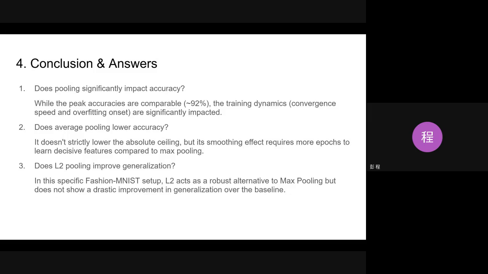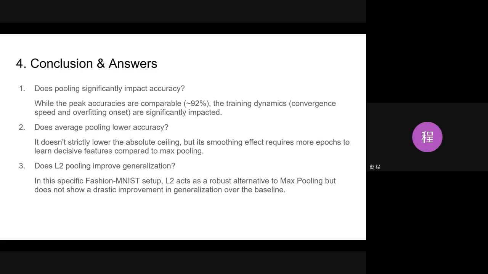So we have the third question. Does the pooling significantly impact accuracy? From our experiment, while the peak accuracy is comparable, the training dynamics, I mean the convergence speed and overfitting onset, are significantly impacted.